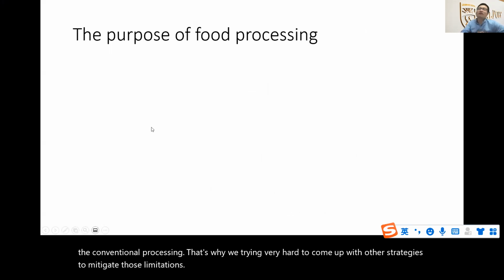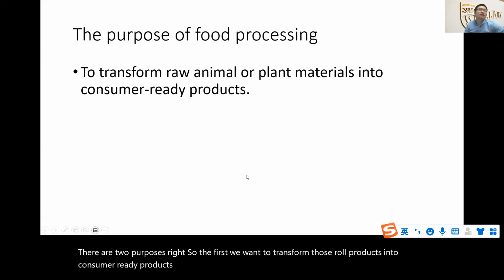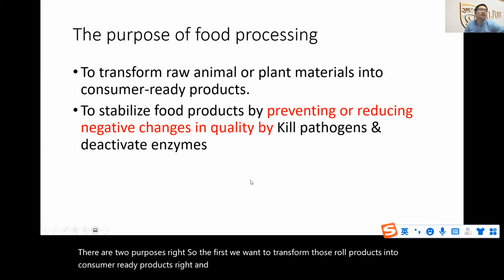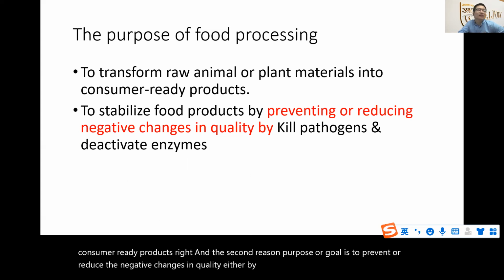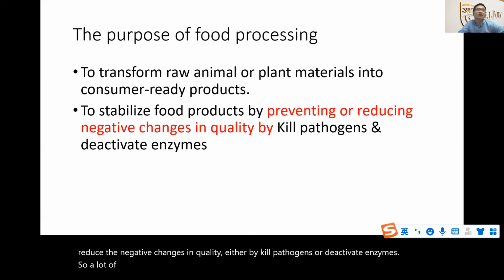If we think about the purpose of food processing, there are two purposes, right? First, we want to transform those raw products into consumer-ready products. And the second purpose or goal is to prevent or reduce the negative changes in quality, either by killing pathogens or deactivating enzymes. So a lot of alternative processing targets the second goal, which is to kill pathogens or deactivate enzymes.